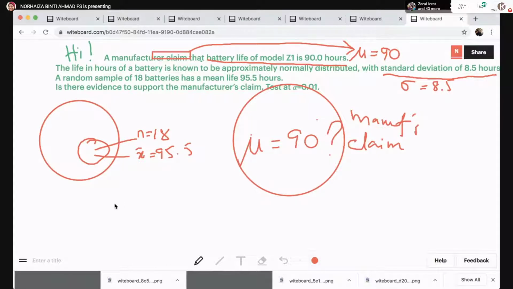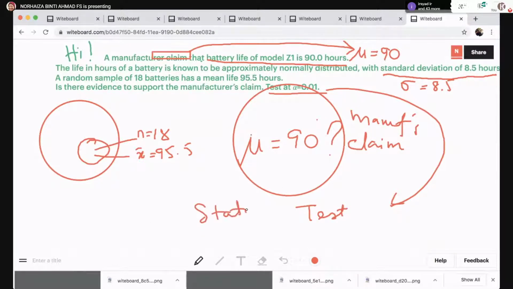Now, how are we going to find the evidence? It is through a test. A test of alpha zero. So you want to use a test. Okay, so this is called a statistical test, which is otherwise known as a hypothesis test.